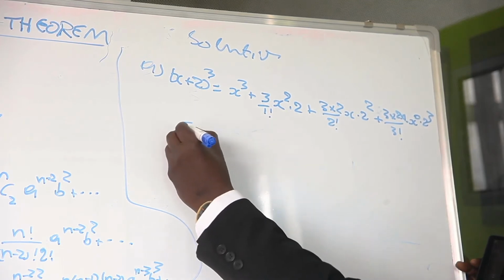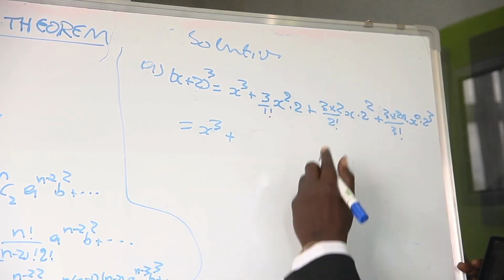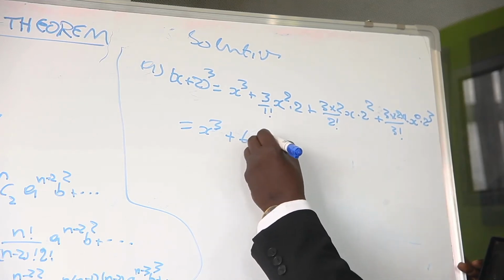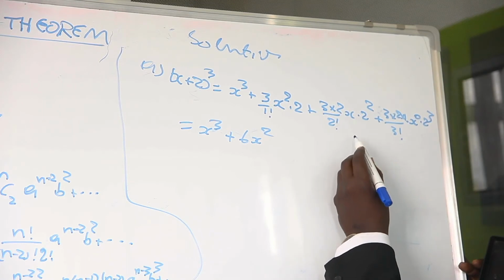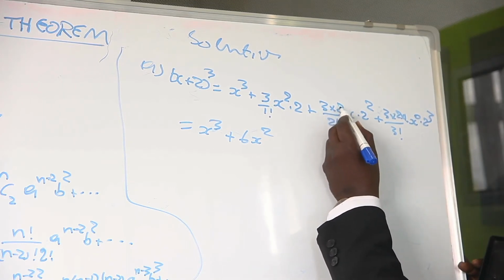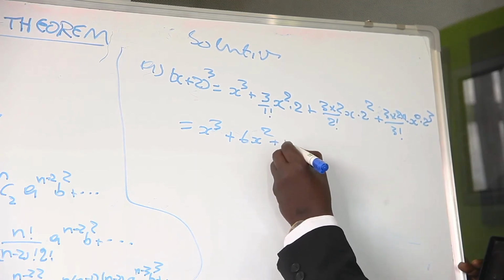So this one becomes x cubed plus 2 times 3, that is 6x squared. 2 factorial is 2 times 1, which is 2. So here we have 3. These two cancel with that. 3 times 4 becomes 12.